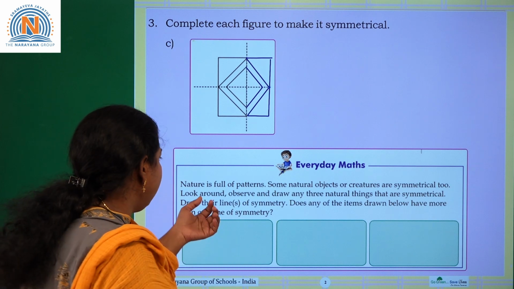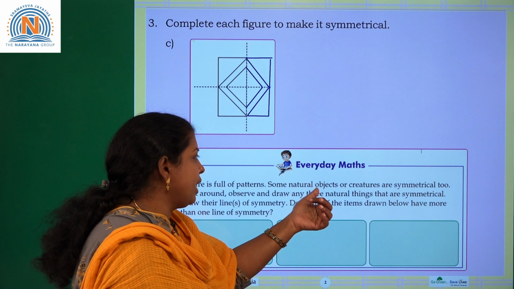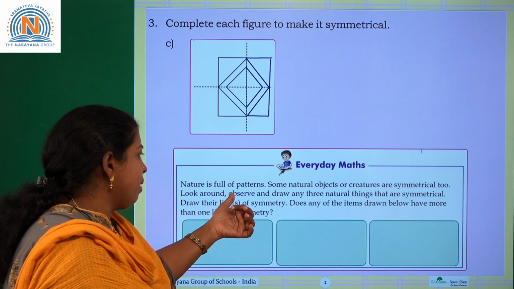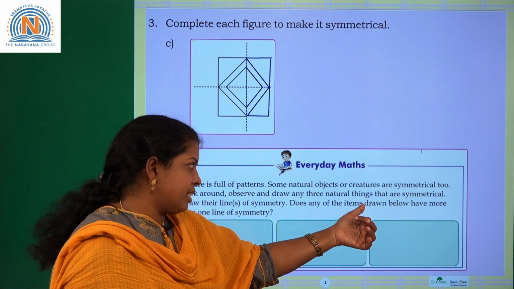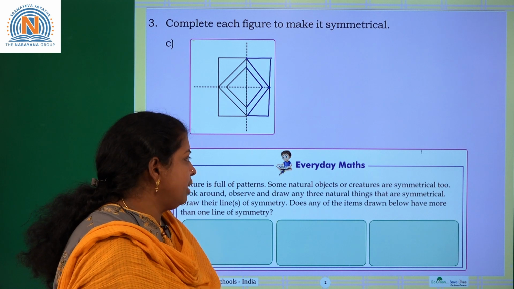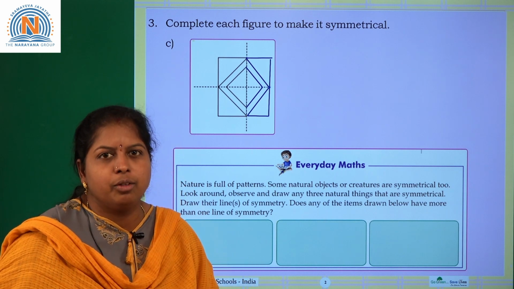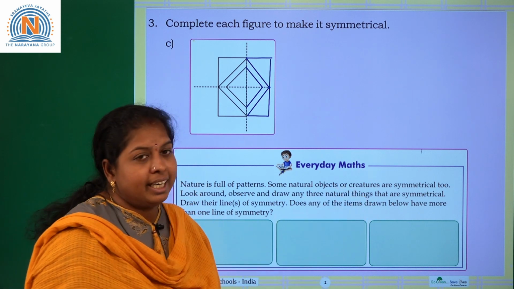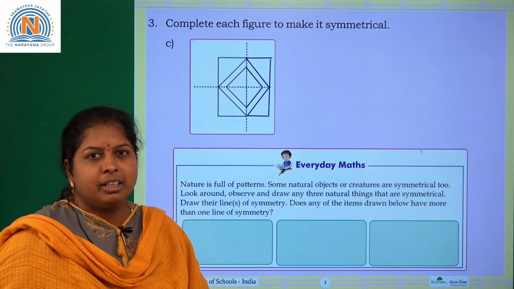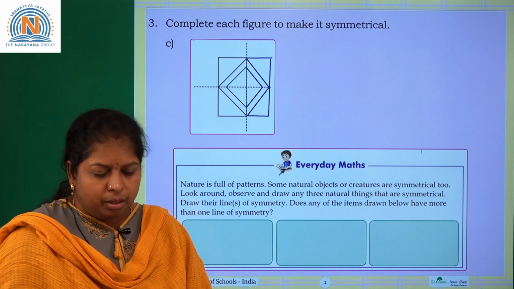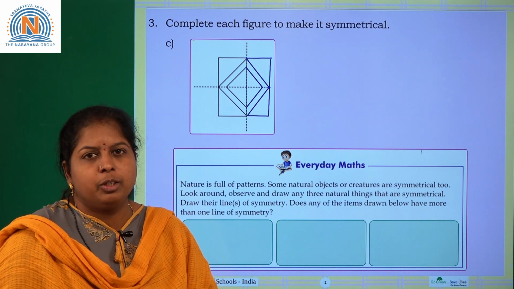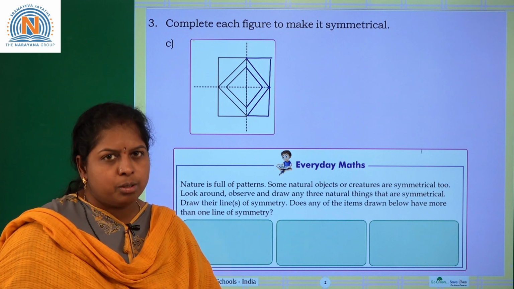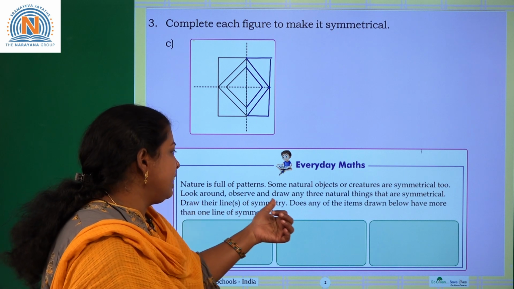Okay, right. Next one, nature is full of patterns. Some natural objects or creatures are symmetrical too. Look around, observe and draw any three natural things that are symmetrical. See, in your surroundings or in nature you find out or you identify some pictures or some creatures, right? They may be identical, they may be symmetrical. Those symmetrical figures you identify and then you draw them here. And also draw their lines of symmetry.